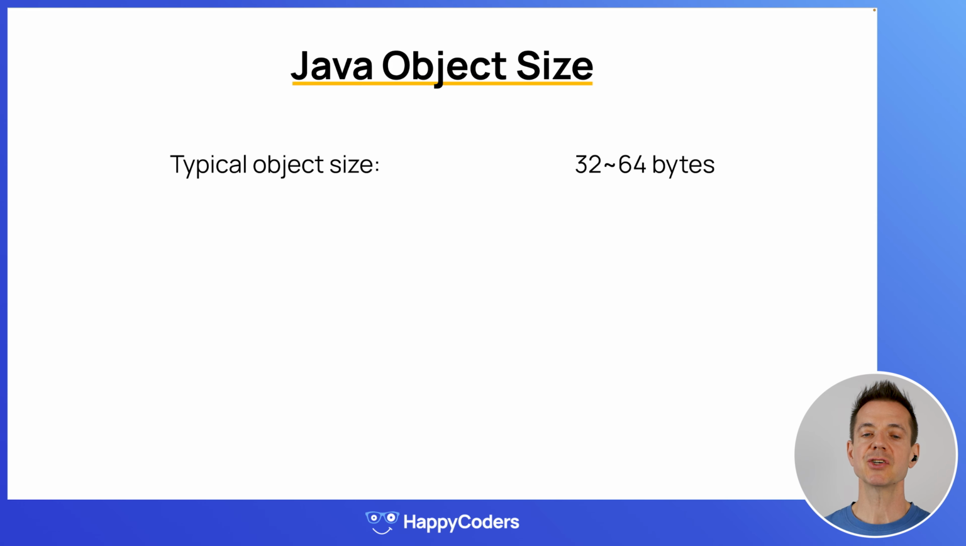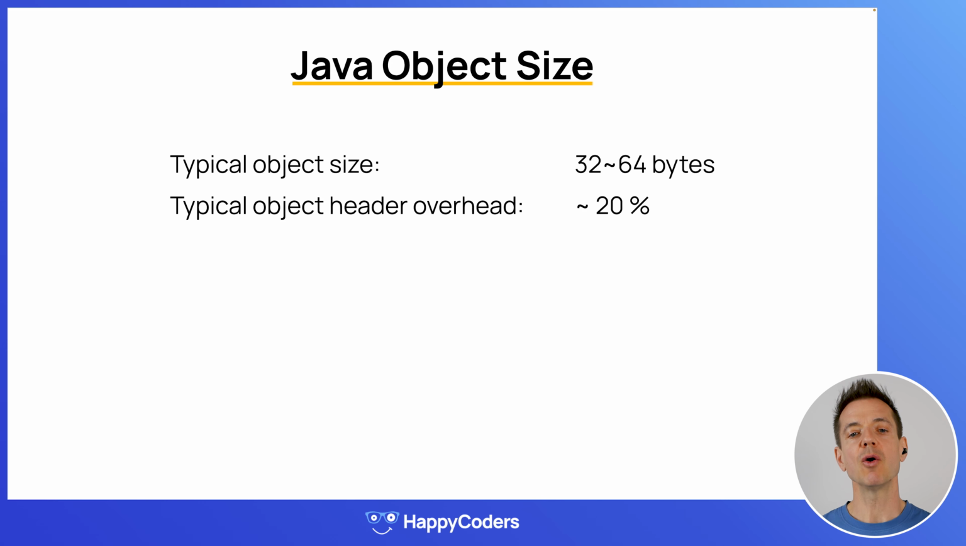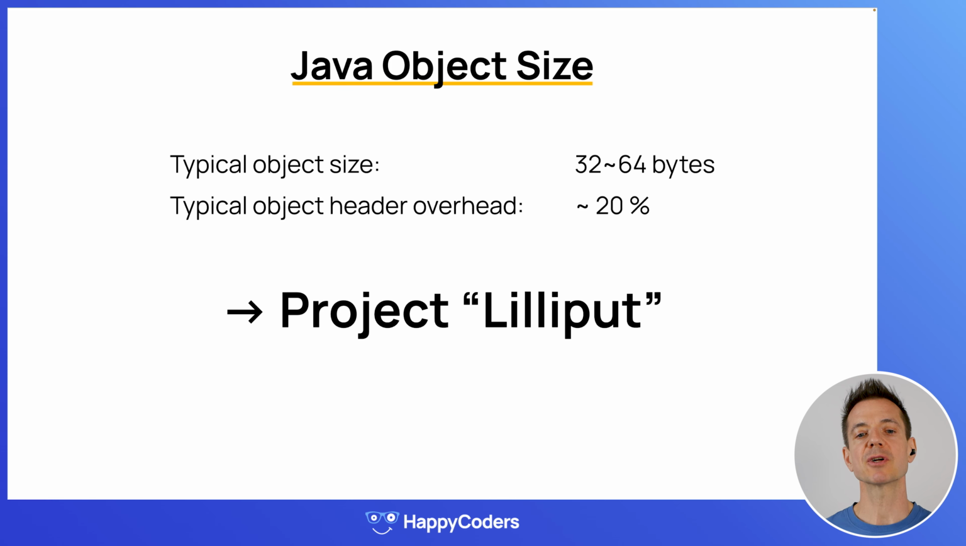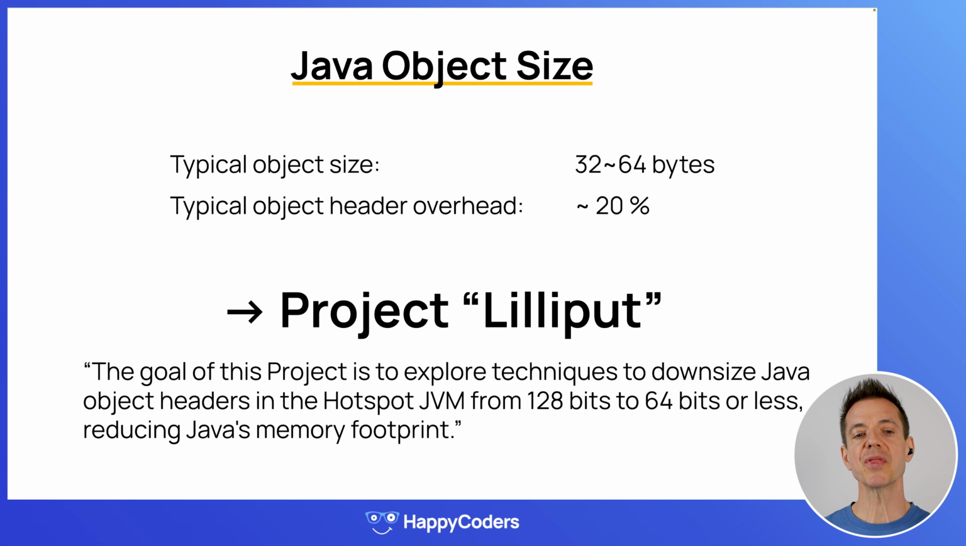In typical applications, most objects are between 32 and 64 bytes in size. And therefore, the overhead caused by object headers is usually around 20%. A few years ago, Project Lilliput was started with the goal of downsizing Java object headers to 64 bits or less, and thereby also reducing the overall memory usage of Java applications.